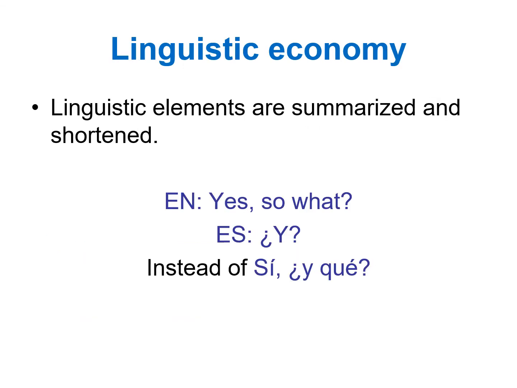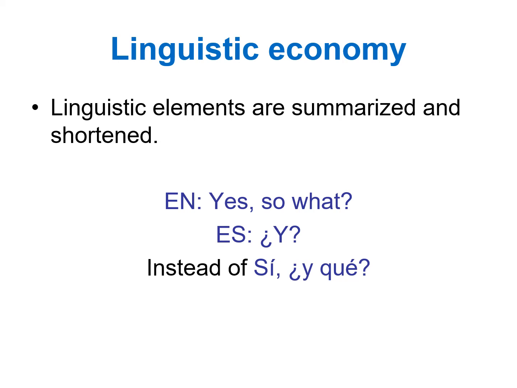Linguistic economy is related to amplification, but in this case, to the contrary, or contrasting with it. Linguistic elements are summarized and shortened. So more words or longer segments or structures are used in the source text. We shorten and summarize those in the target language. Yes, so what could be translated as "¿E?", a very simple question with one word, instead of other longer options that could match the word length of the source text.